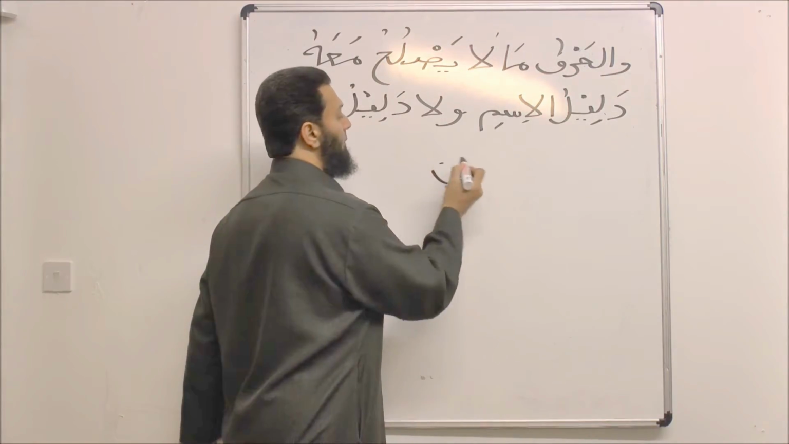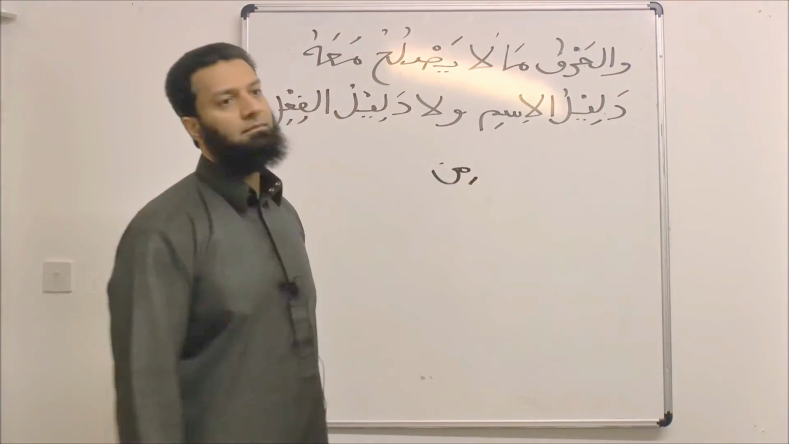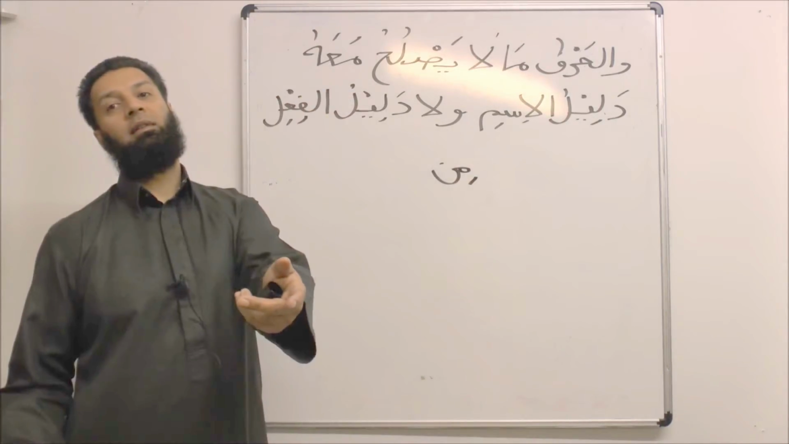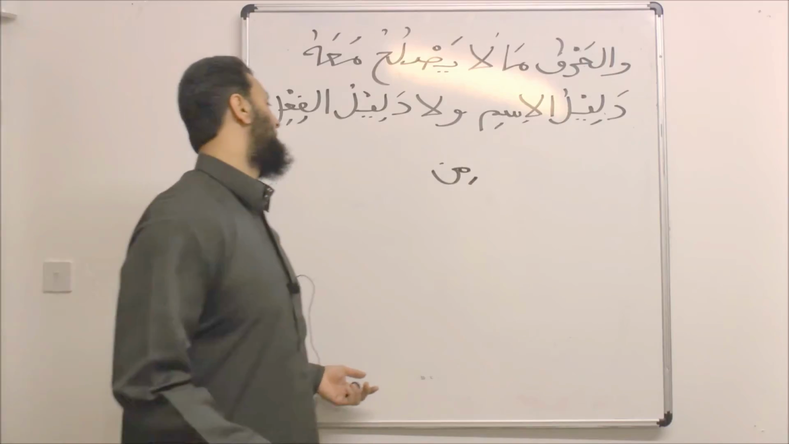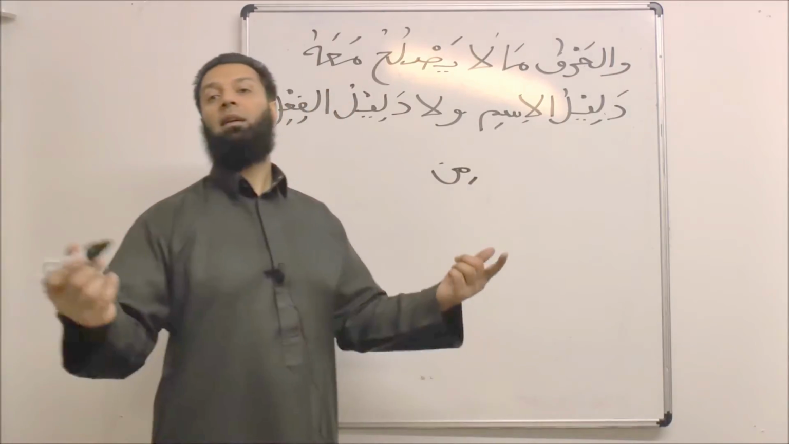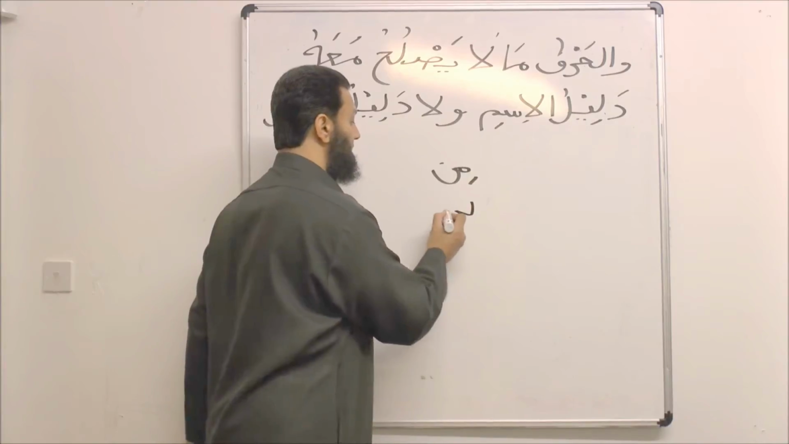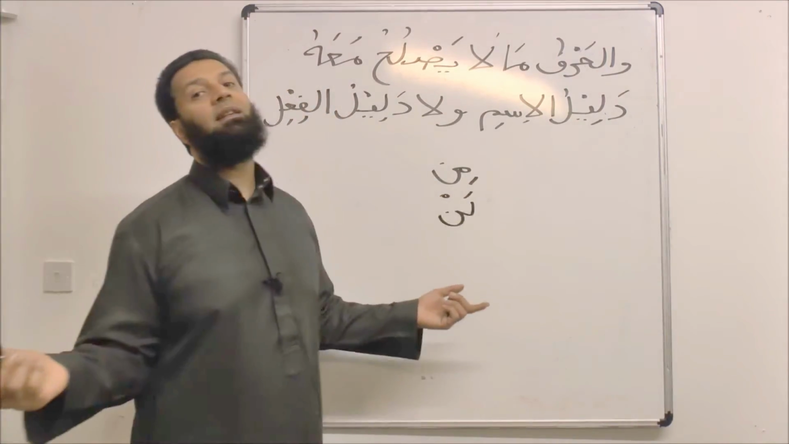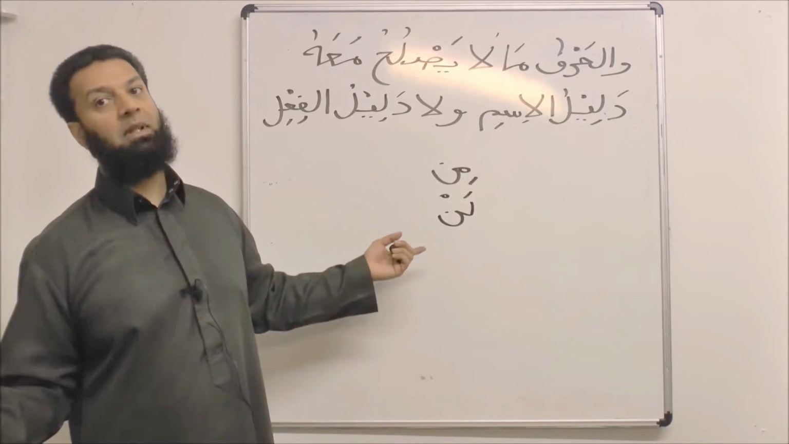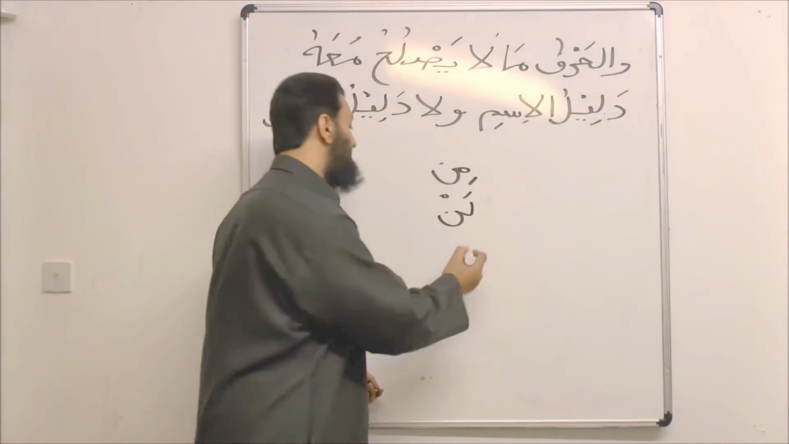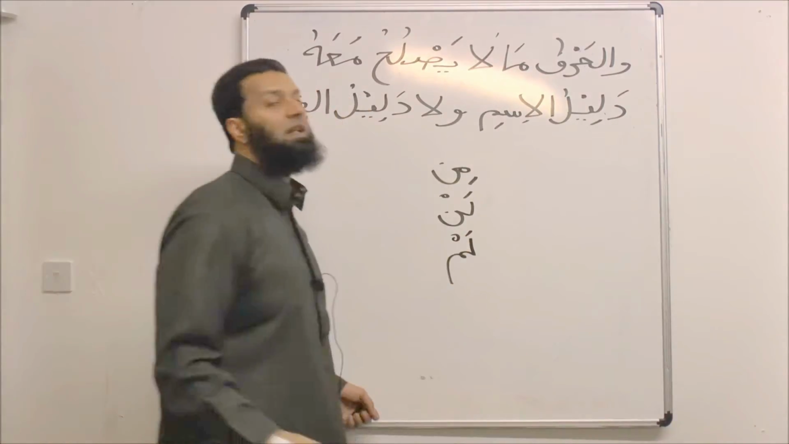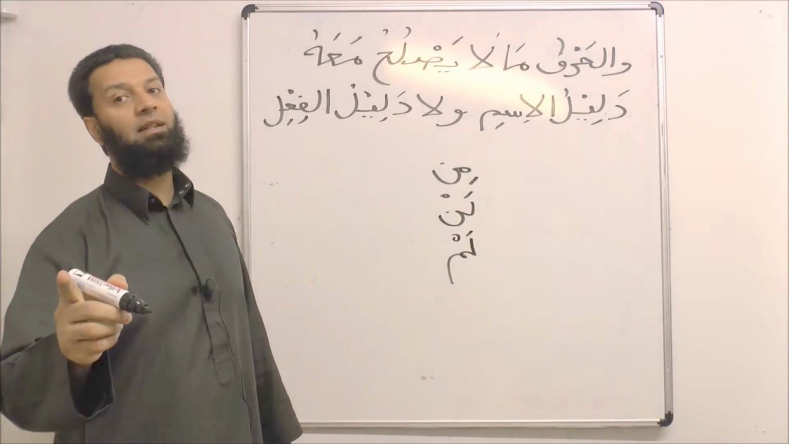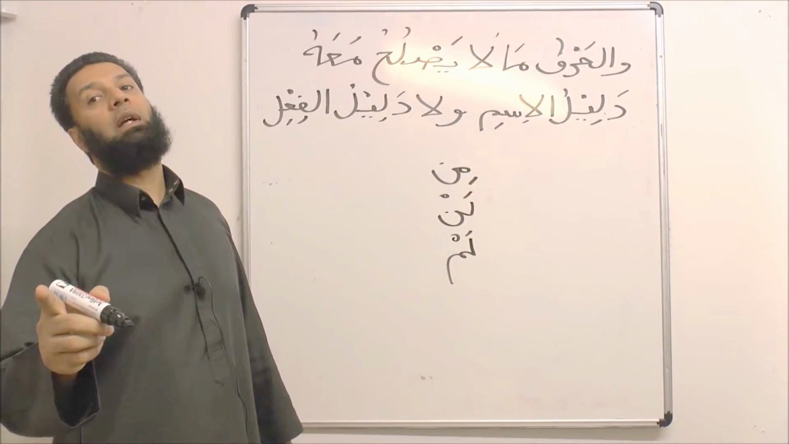So, for example, min. Min is harfun min huruf al-khafdi. Hasanan. Lan. Lan is a harfun min hurufi al-nasbi. It makes it mansuban, doesn't it? Lam is a harfun min hurufi... No, it doesn't make it mansuban, it makes it majzumun.